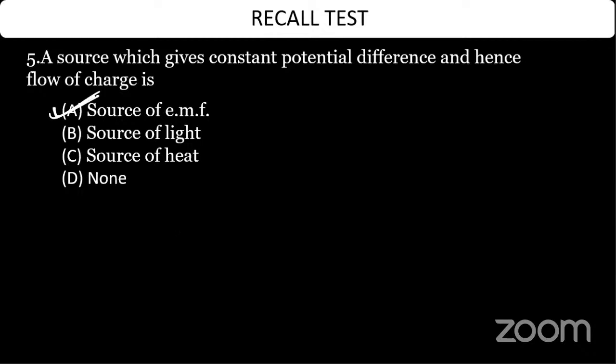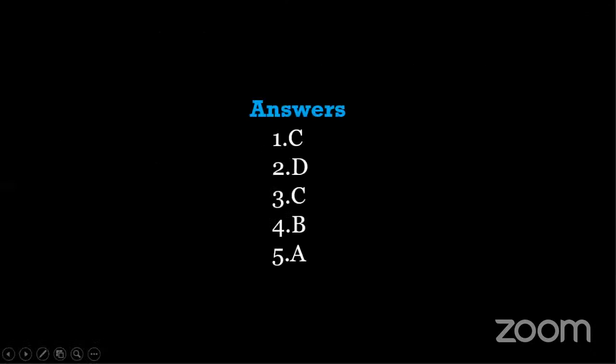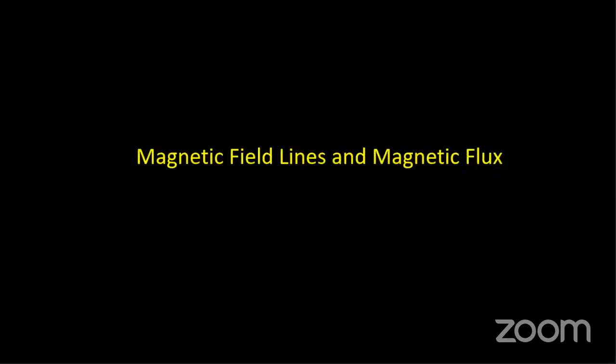Okay, cool, guys. So next we'll go to, yes, this is your option C, D, C, B, A. You could verify again. So yeah, next we have to start with the basics: magnetic field lines and magnetic flux.